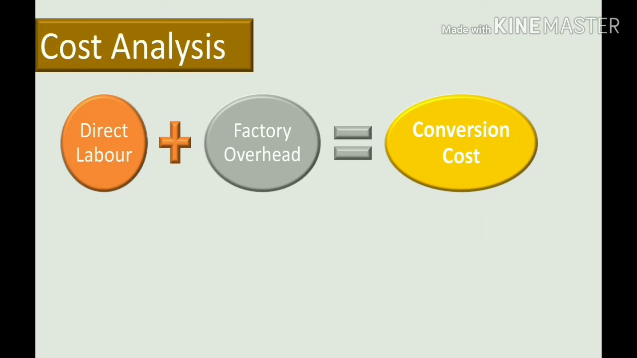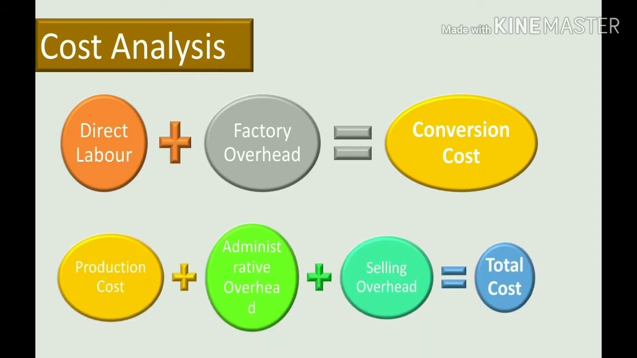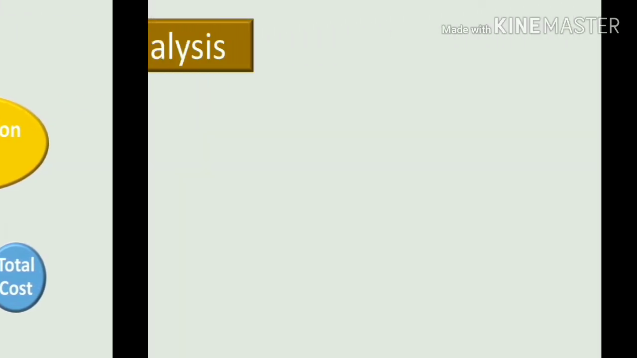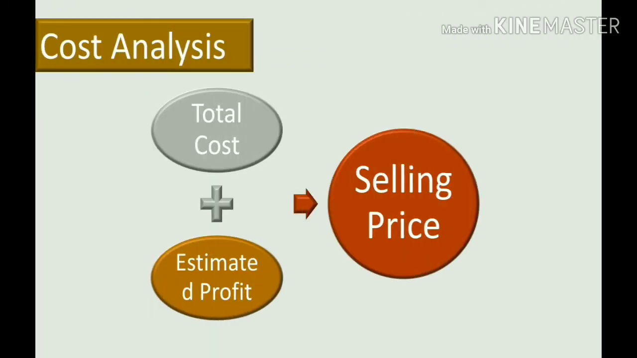Direct labor plus factory overhead equal to conversion cost. Production cost plus administrative overhead plus selling overhead equal to total cost. Now, total cost plus estimated profit, then we will get the selling price. That is, if we add the total cost with the estimated profit, then we will get the selling price.